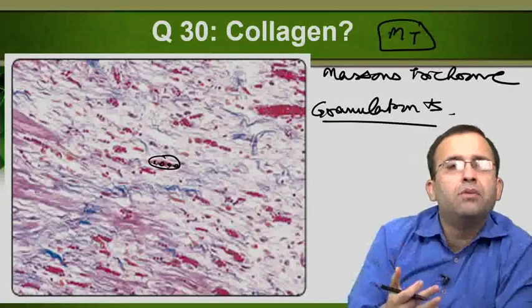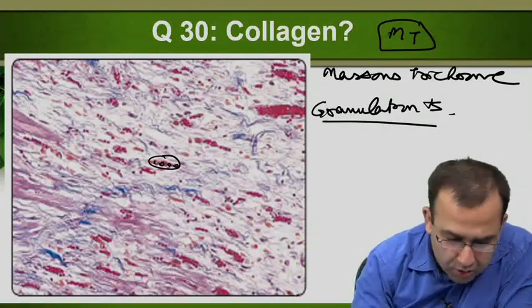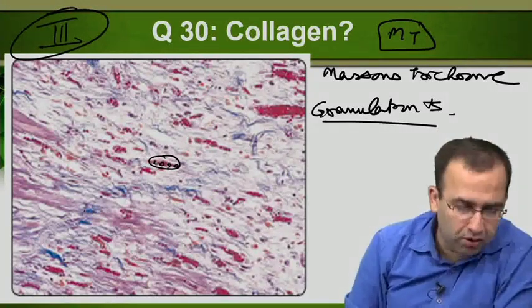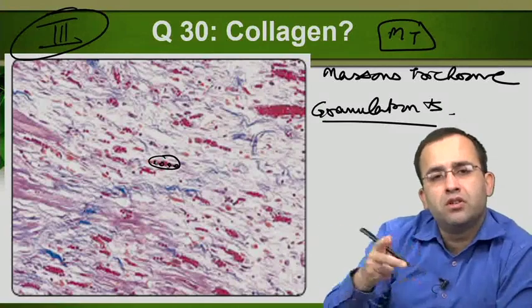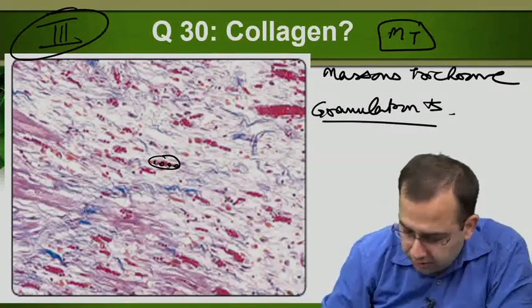So all the examiner was asking you was, which is the most common collagen present in granulation tissue? And the answer is type 3 collagen. When granulation tissue progresses to scarring, type 3 is replaced by type 1 collagen.